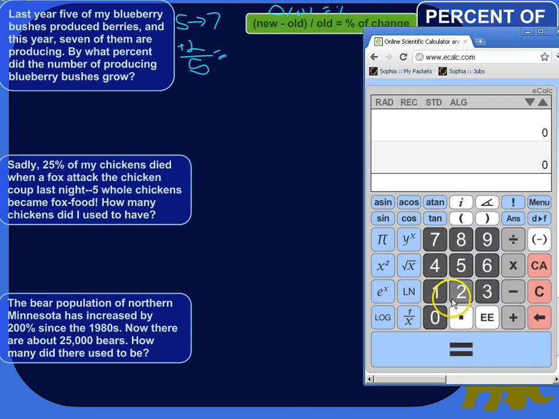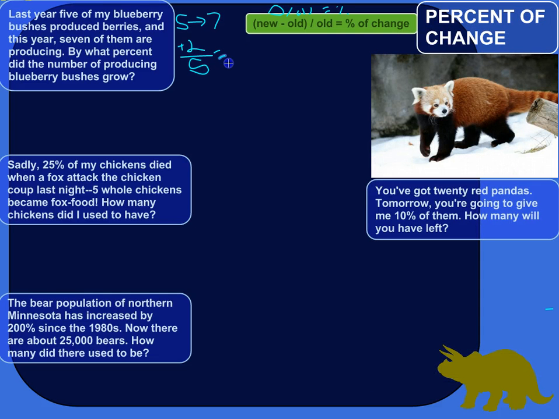So 2 divided by 5 is 0.40. So you could leave it as that, or if you wanted to write it with a percentage sign, you move the decimal over to the right 2. So this 0.40 is 40%. So an increase of 40%. It's a positive percent of change there.